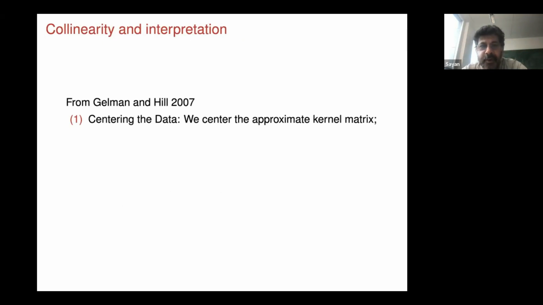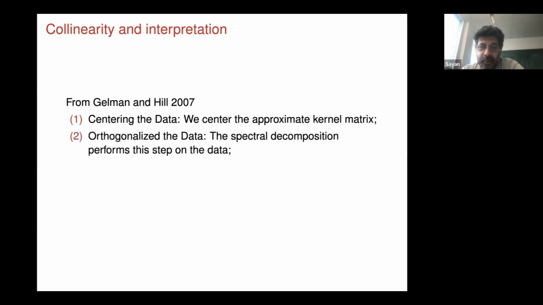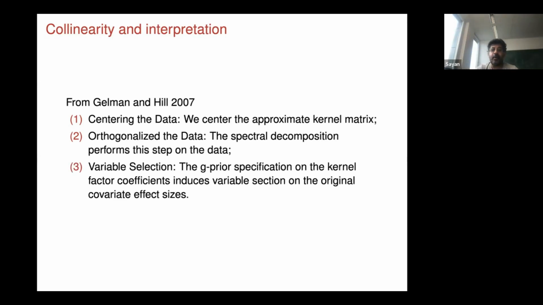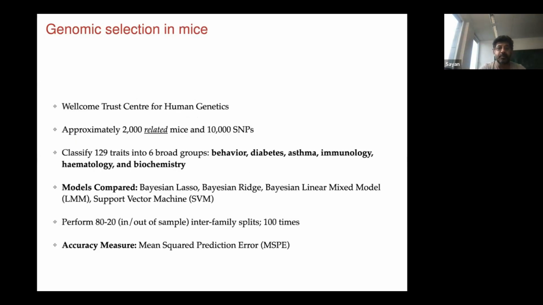So there's another way of thinking about it. If you do applied statistics, Gelman and Hill is a really good book. There's a new version as well with David Dunson, Gelman and Hill. So you center the data, you center the approximate kernel, you orthogonalize the data, that's our spectral decomposition. You do variable selection. And that's in a way the philosophy.